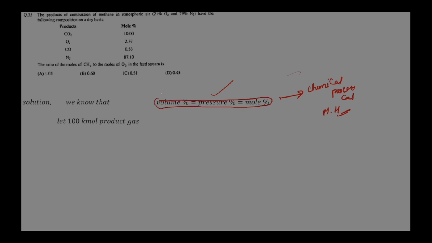Now let 100 kilomole of product gas, the gas at the end of the reaction. CO2 is 10 kilomole. Why are we taking 100? So that we will get exactly the same number as the mole percent. So 10 kilomole CO2, CO is 0.53 kilomole. So CH4 is totally reacted by both the reactions. This is the equation.